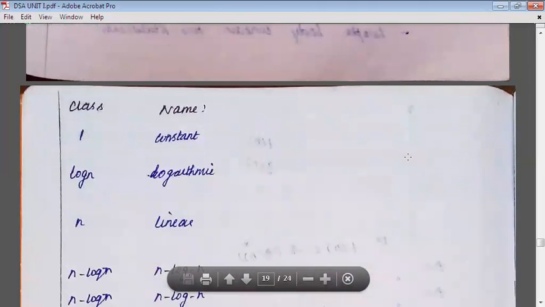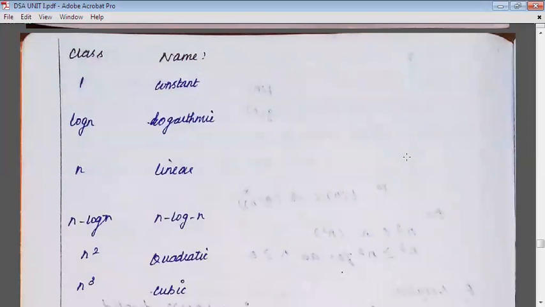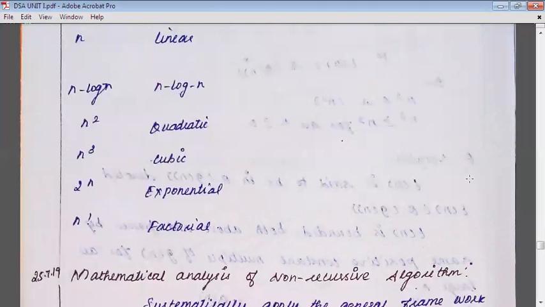Here are the classes and their names. One is constant. Log n is logarithmic. n is linear. n log n is linear times logarithmic. n squared is quadratic. n cubed is cubic. 2 power n is exponential. n factorial is factorial. Okay, you find the factorial first, that is the factorial algorithm. So these are the different asymptotic classes that are formally followed.